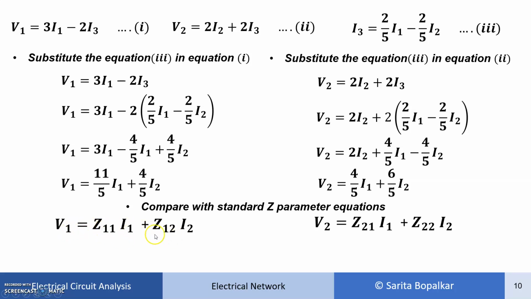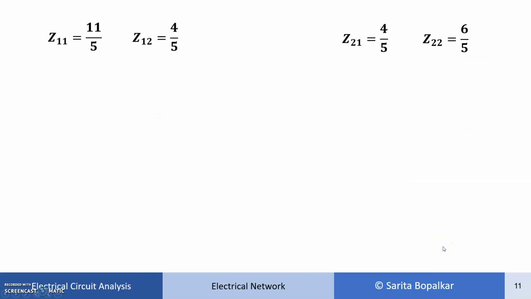V1 as a function of I1, I2. V2 as a function of I1, I2. So compare this. V1, V1 is equal to I1, I1. So this is Z11 is equal to 11 by 5. I2, I2. Z12 is equal to 4 by 5. Similarly, V2, V2. I1, I1. So Z21 is 4 by 5. And I2, I2, Z22 is 6 by 5. Thus, we got here individual Z parameters and we can write this in matrix form.